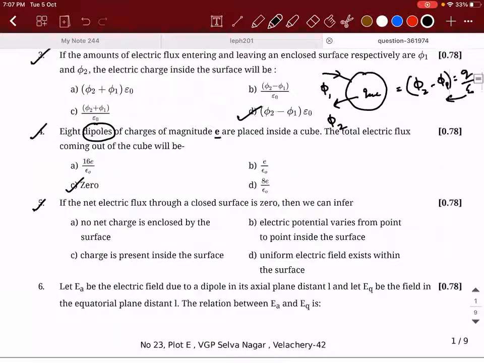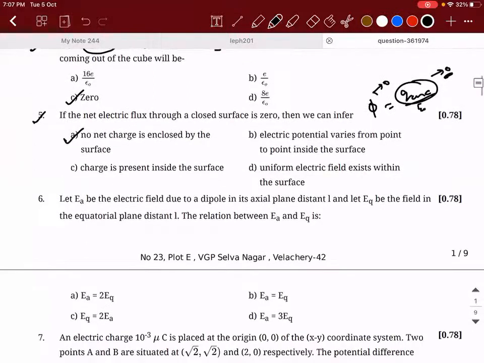Fifth one. If the net electric flux through a closed surface is 0, then what can we infer? No net charge is enclosed by the surface. So what is the correct option? Option A, sir. Correct. Because flux is equal to charge enclosed divided by epsilon naught. When this is 0, you can say charge enclosed is 0. Correct.